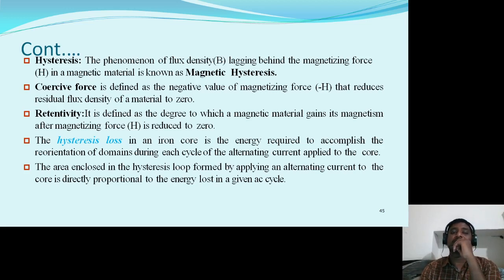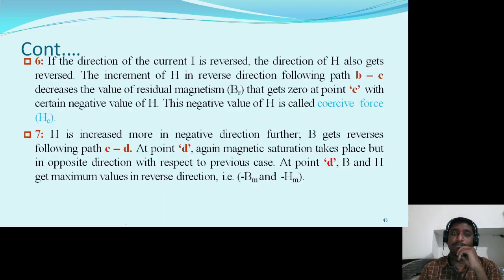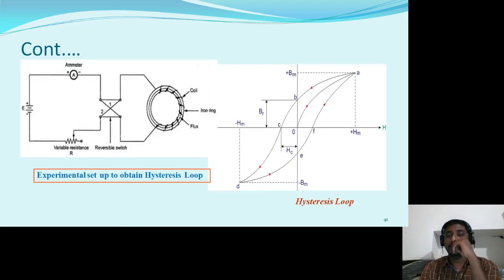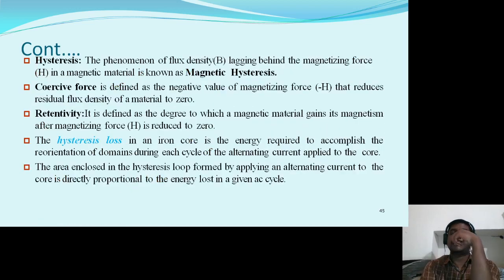The phenomenon of flux density lagging behind the magnetizing force. If you observe the graph, at point B, H will be 0, but some magnetic flux density still exists, from B to C. So B is lagging behind H. B takes the position behind H. That is what we call hysteresis: B always lags behind the magnetizing force H, which is known as magnetic hysteresis.